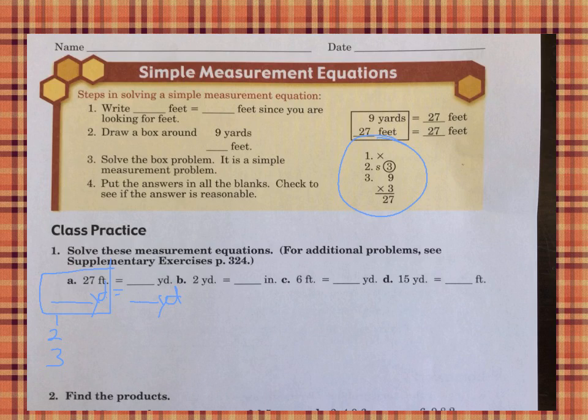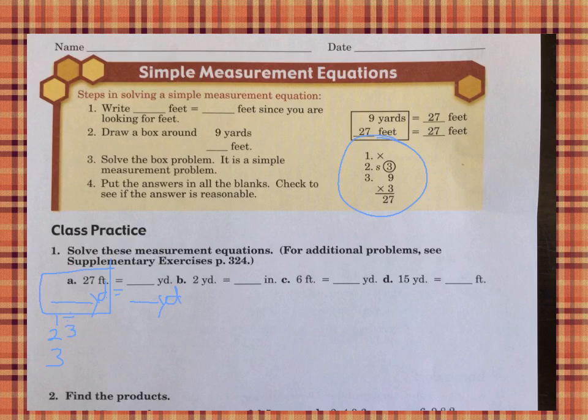So step 1, we need a division symbol there. Step 2, what's your special number? What do you think of when you think feet and yards? And you should think 3 because there's 3 feet in a yard. So step 2 is the number 3.